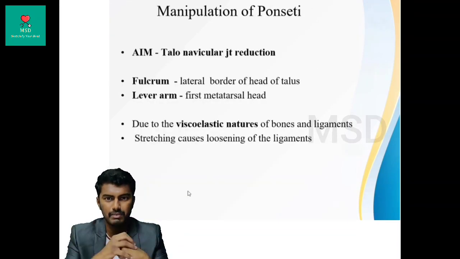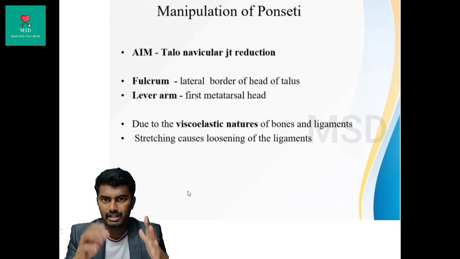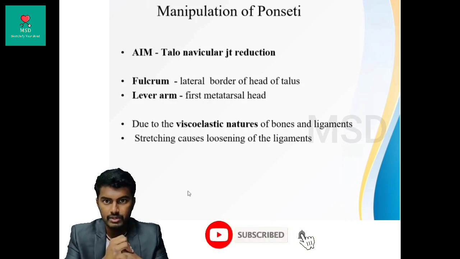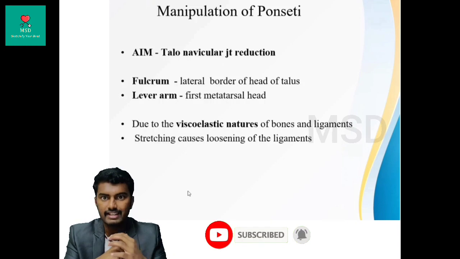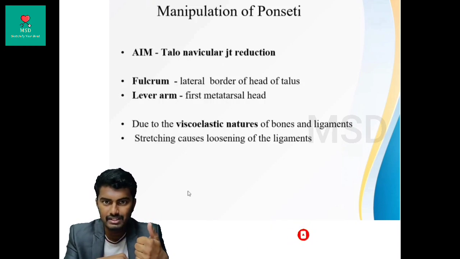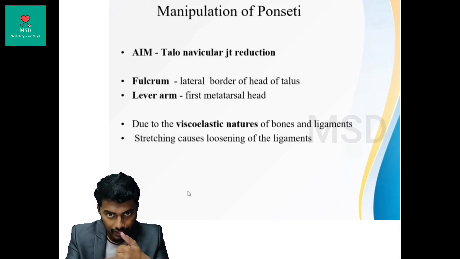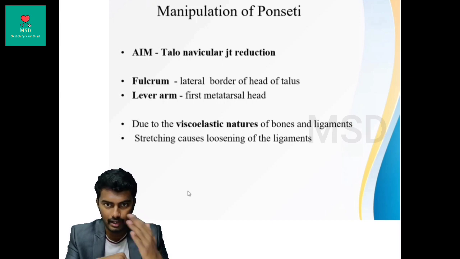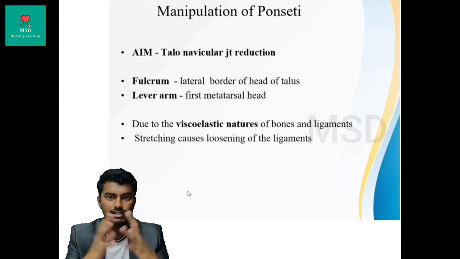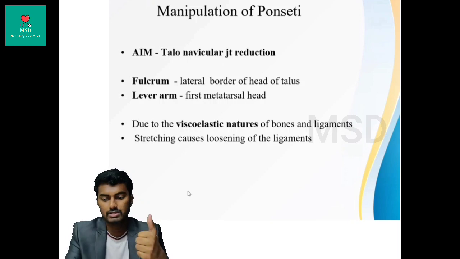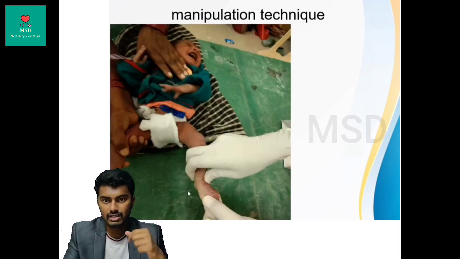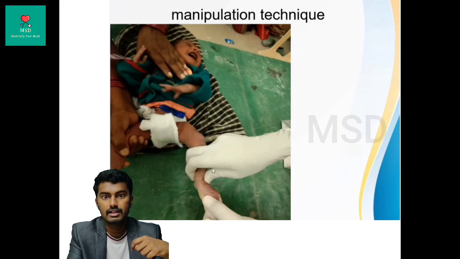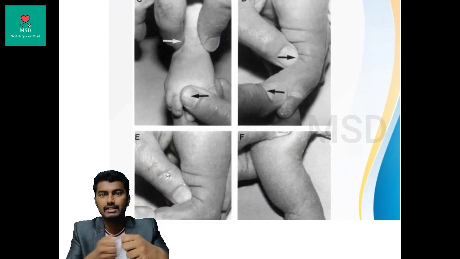So how did he manipulate? This manipulation was aimed at the fulcrum of the talonavicular joint. So how to locate this talonavicular joint clinically: palpate the lateral malleolus, and just 1 centimeter anterior to the lateral malleolus is the lateral head of talus, and there lies the talonavicular joint. So he kept one finger at the talonavicular joint. As you can see in this picture, this is the talonavicular joint, and he used the first metatarsal as the fulcrum. Then what he did was he just abducted it so the ligaments could stretch.